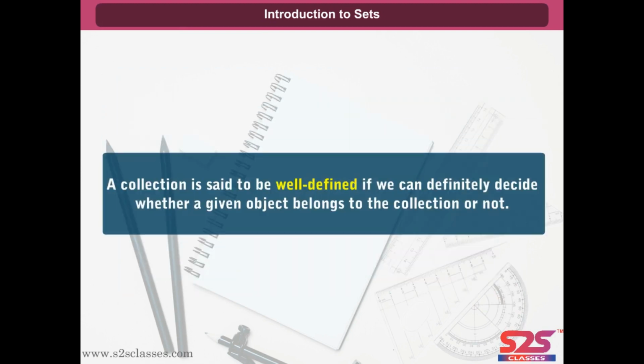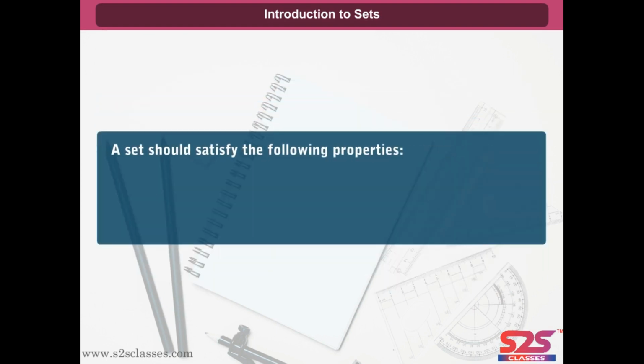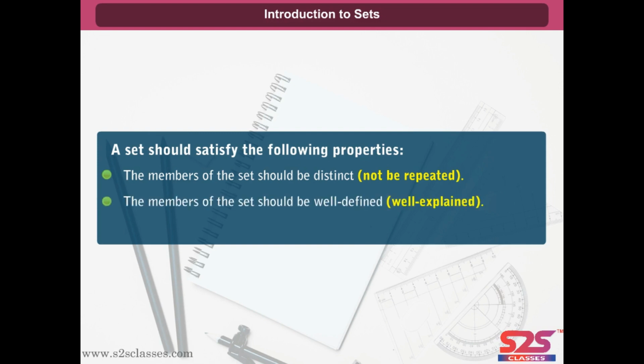A collection is said to be well-defined if we can definitely decide whether a given object belongs to the collection or not. A set should satisfy the following properties. The members of the set should be distinct, not be repeated. The members of the set should be well-defined, well-explained.